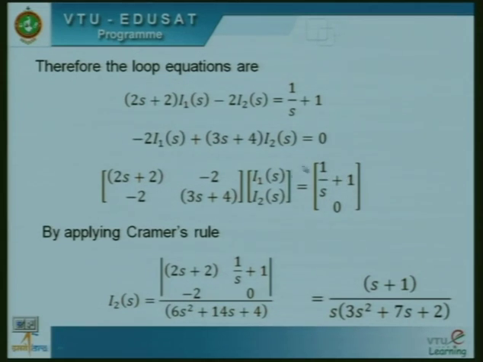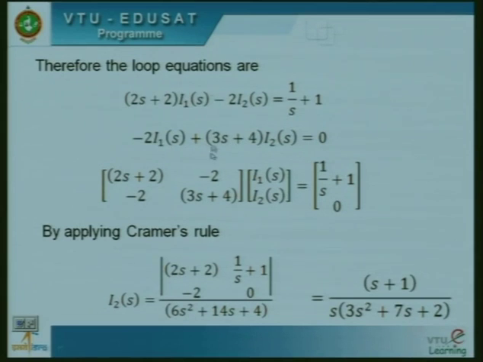And if I put the second equation in matrix form, the coefficient of the I1 term in the second equation is minus 2, and the next term is the coefficient of I2, which is nothing but 3S plus 4, and the voltage source value is 0. So, we have put these two equations in matrix form.